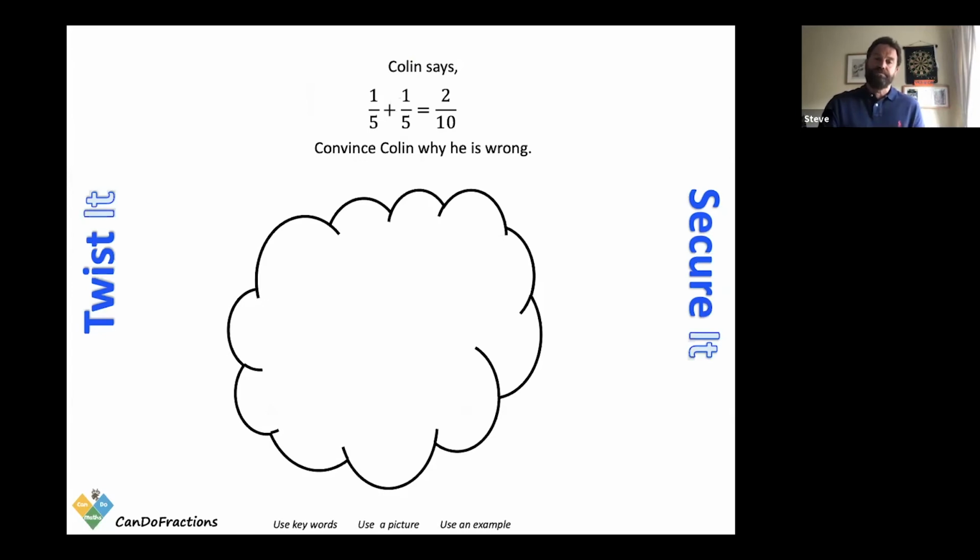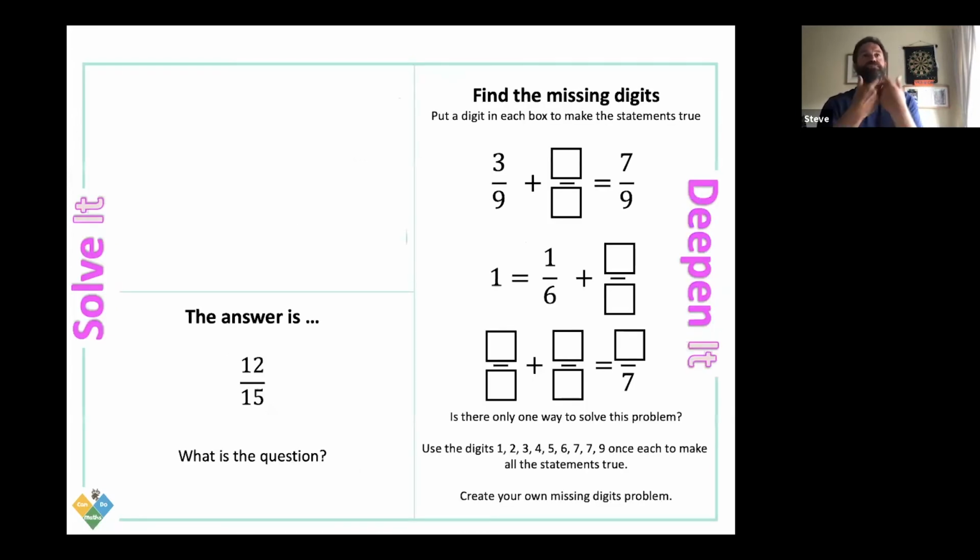How do I go deeper? How do I give you some problems to solve? Well, the answer is 12/15. So over to you. Give me 2 fractions that add together to make 12/15. Boom. Is that the only pair? Or did you do more than 2? Oh, wow. How many different ways can you make 12/15 adding together fractions?